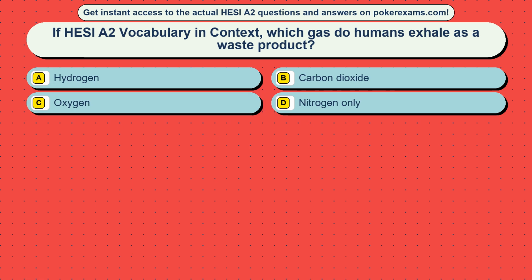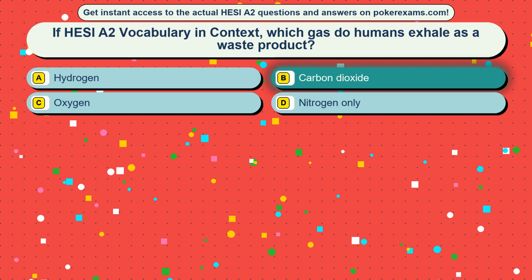Question 20. If HESI A2 vocabulary in context, which gas do humans exhale as a waste product? Option A hydrogen, option B carbon dioxide, option C oxygen, option D nitrogen only. The correct answer is option B, carbon dioxide.